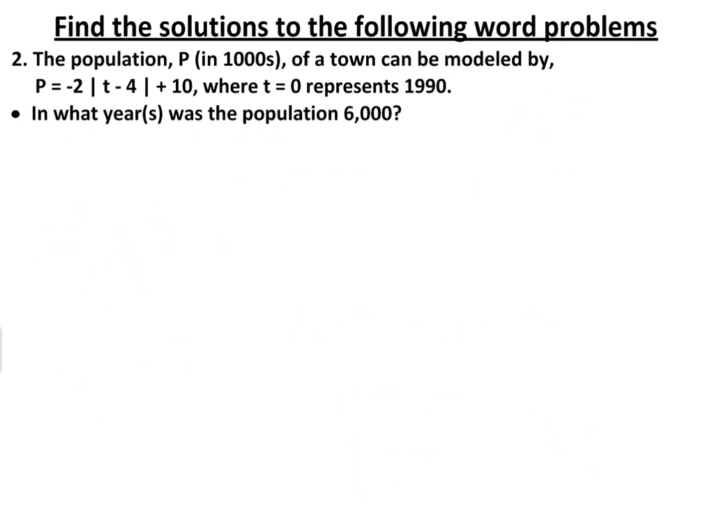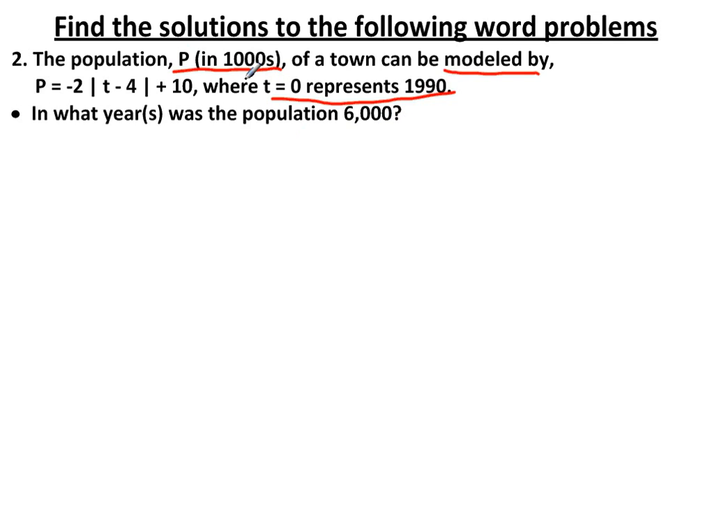Let's try one more. The population P in thousands, and this is always important, we've done some of these in class, which kind of makes it a little bit more difficult, of a town can be modeled by, and again, it's just modeled by, it's not exact, P = -2 times the absolute value of t minus 4, plus 10, where t = 0 represents the year 1990. In what year or years was the population 6,000?